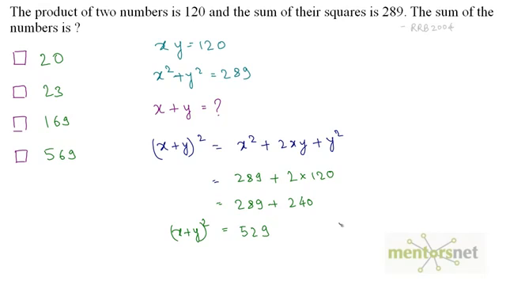We want x plus y. So x plus y will be equal to, take the under root on both sides, so we get root of 529. So x plus y is root of 529, and root of 529 is equal to 23 because 529 is the square of 23. So we have the answer, option B.